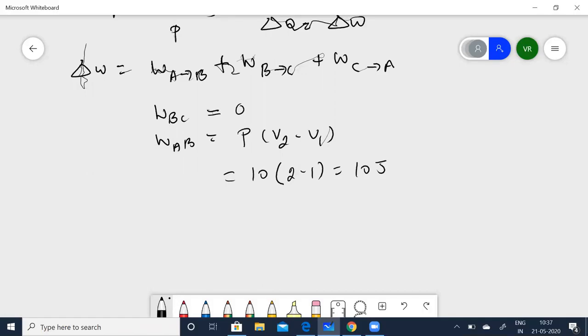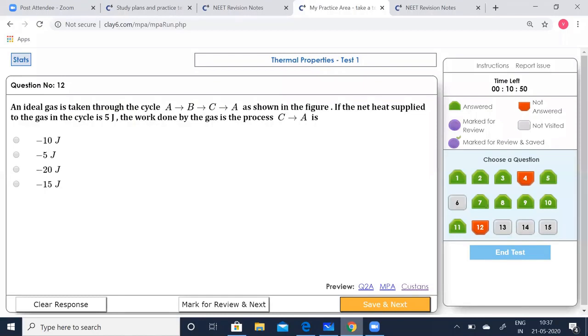Now we have to calculate W of CA. The net heat supplied is given as 5, and already we have calculated the work done from A to B, so 5 is equal to 10 plus W of CA, or W of CA is equal to 5 minus 10, which is equal to minus 5 joules. Let's see which option, minus 5 joules, is the correct option. Because the net heat supplied is 5 joules, that is why I substituted 5. Save that, go to the next.